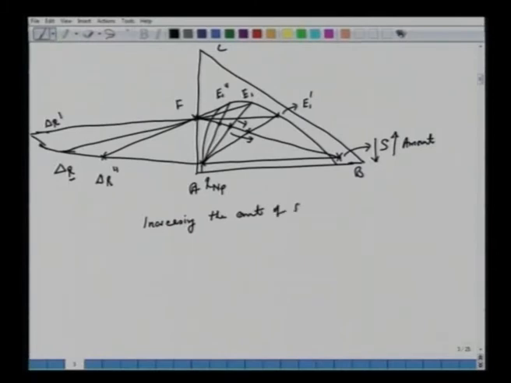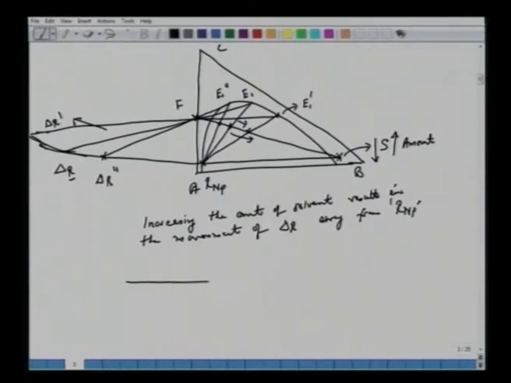Let's just locate S here, and this R and P, and this is your del R. This point is fixed, this point is fixed, we can extend this line here, and if the amount of S increases, del R moves in this direction. What happens if we keep on increasing the amount of S? Ultimately, this line which connects extract E and F will become parallel to this line which connects S and RP.